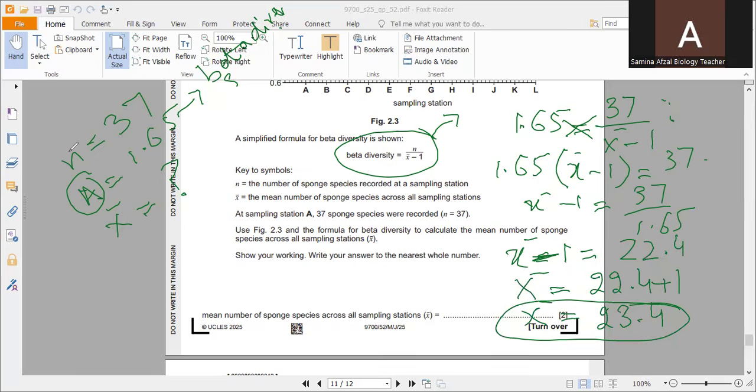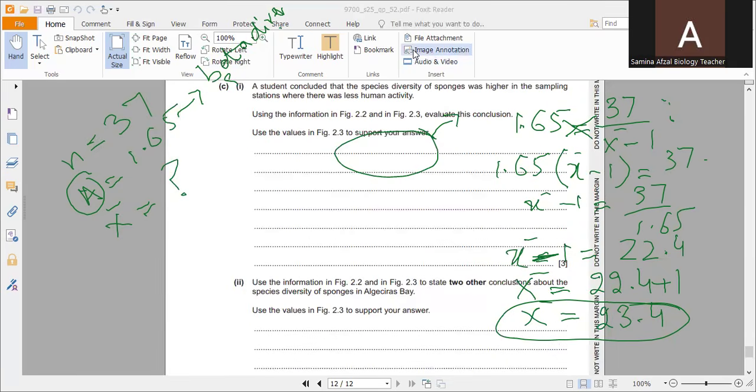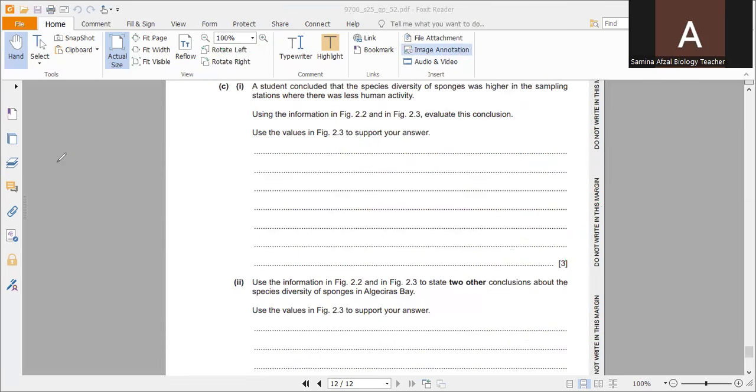Now we are moving towards the next part of this question 2. The next part: a student concluded that the species diversity of sponges was higher in the sampling stations where there was less human activity. Using the information in figure 2.2 and figure 2.3, evaluate this conclusion. Use the values in figure 2.3 to support your answer.